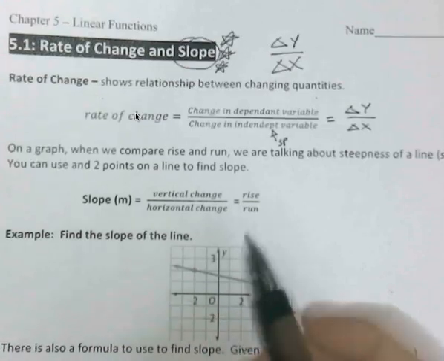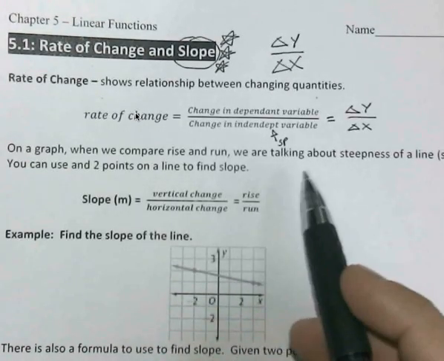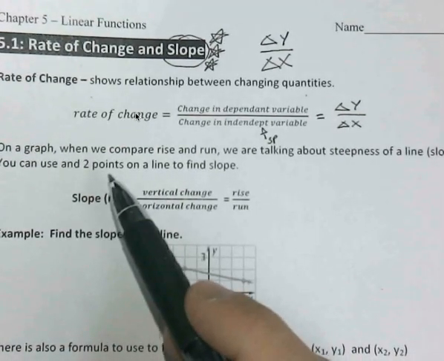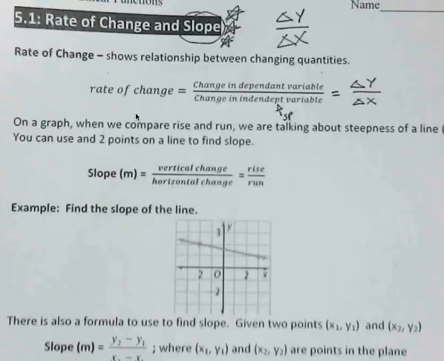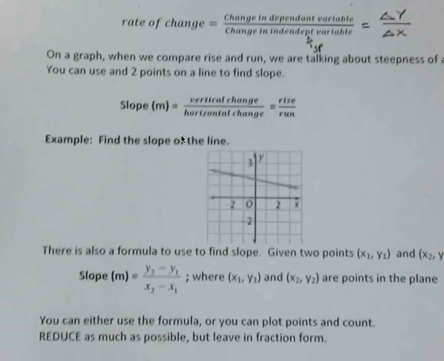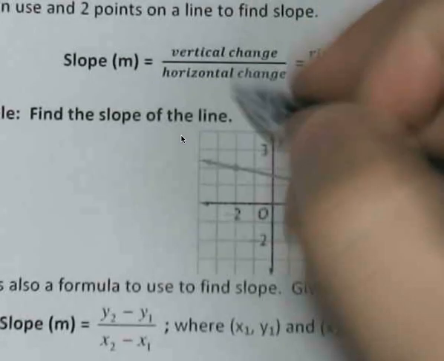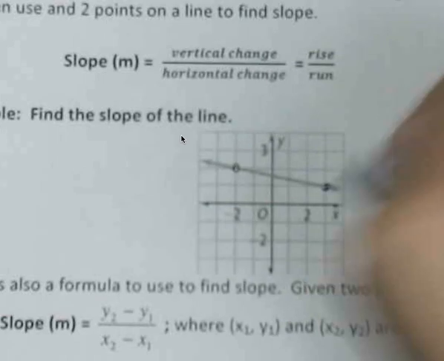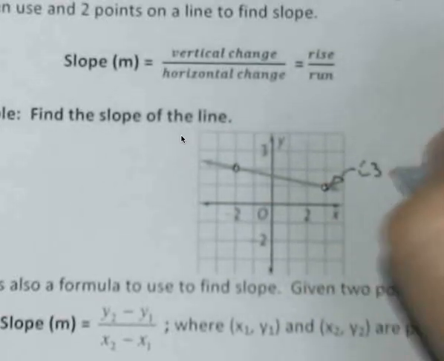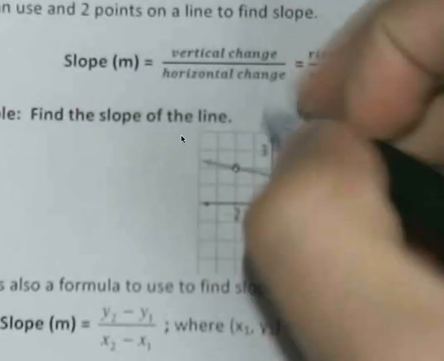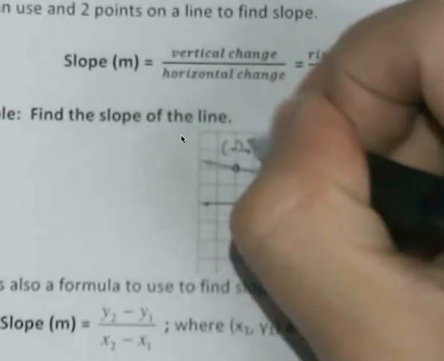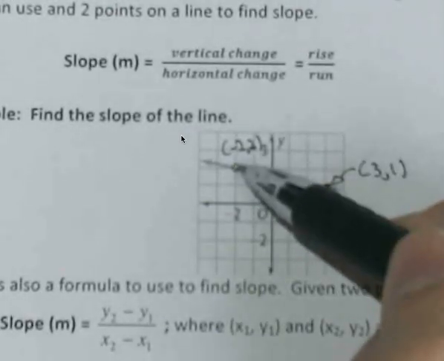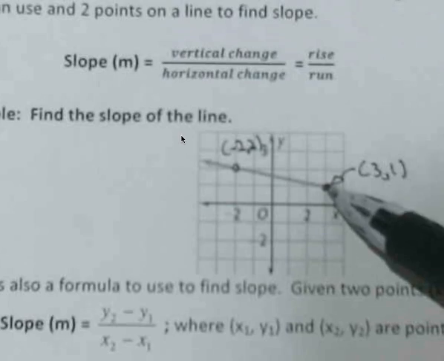When we graph these, we can compare rise and run, which is pretty much the steepness of the line, aka the slope. We can use 2 points on the line to find slope. So for this slope seen here, we have these 2 points marked out on an xy plane of -2, 2, and also 3, 1. To measure the slope, we have to figure out the coordinates that we would have to take to go to this point.